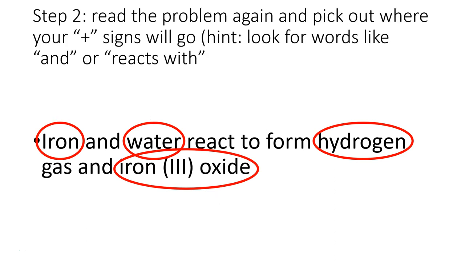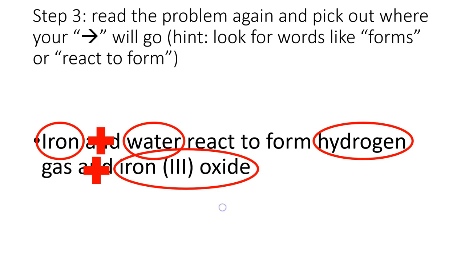After we circle all of the elements and compounds, we're going to figure out where the plus signs in the equation go. The plus signs will generally go where words like "and" or "reacts with" appear in the equation. So I see iron and water. That means iron plus water. React to form hydrogen gas and iron 3 oxide, or hydrogen and iron 3 oxide.